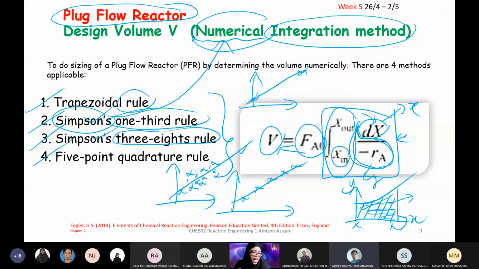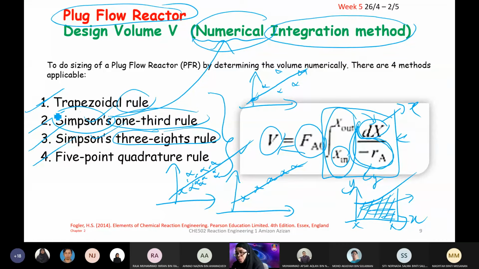Mathematically, yes, definitely. Scientifically, of course, the scientific findings must have minimum 5 points. Must be 5 points, 5.6. If you only do 2, it will definitely not be accurate at all. So this is what it means.